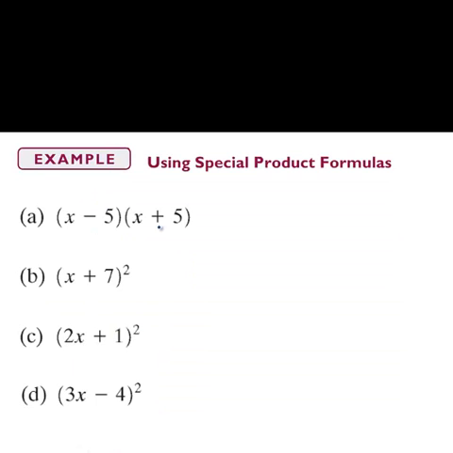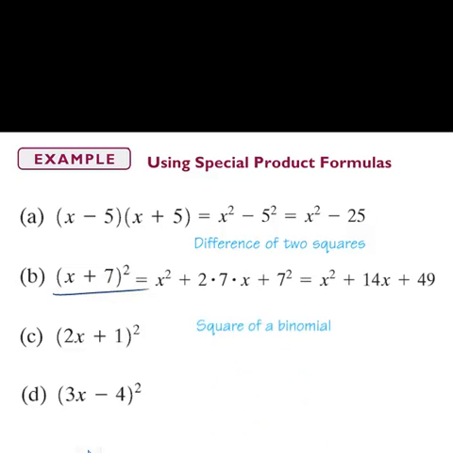So if you have x minus 5 times x plus 5, can you just look at it real quick and tell me what the difference of squares would be? Well, you would be right if you said x squared minus 25. Or if you had x plus 7 squared, and you could immediately think about that formula that you saw. Oh, that would be x squared plus 2 times 7, which is 14x, plus 49. Okay? Square of a binomial.